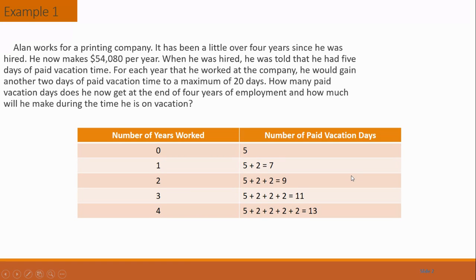So, in the table on the left side, the number of years worked, he's up to 4 years. The 0 represents the year he started. The number of paid vacation days he started off with was 5. The first year, he got to add on 2 vacation days to his 5, so he has a total of 7. His second year of working there, he got another 2, so now he's at 9 vacation days. And then in his third year, again another 2, he's at 11 days. And then his fourth year, he should now be at 13 days of paid vacation. So after 4 years, he now has 13 days of paid vacation.